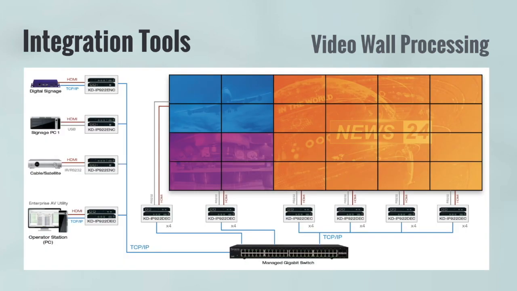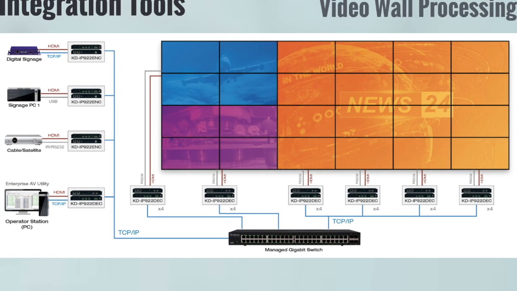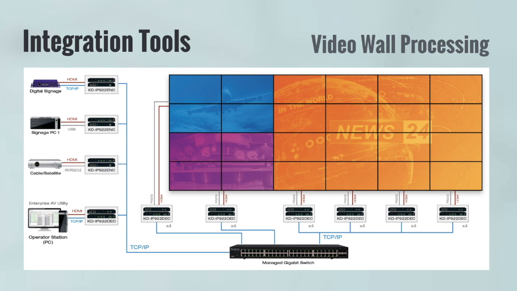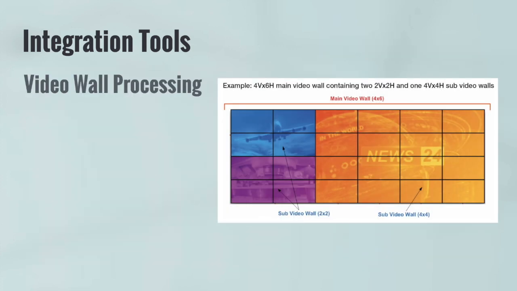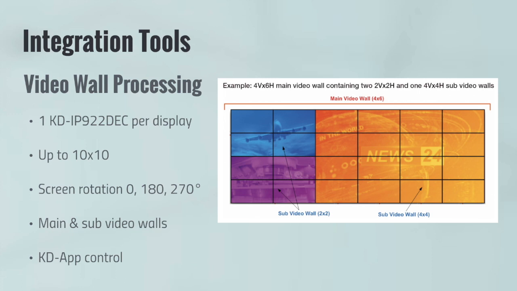Not to mention, you also have video wall processing built into each decoder, so you can just simply enable that feature using the Key Digital Management software and build video walls that are up to 100 displays wide, up to 10 by 10. You need one decoder per display to do this.